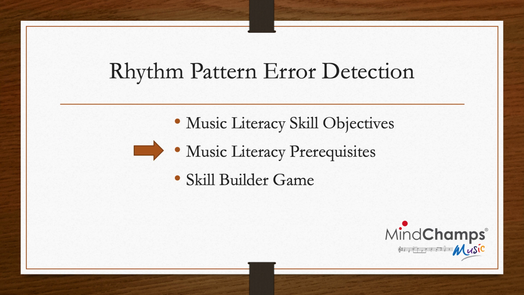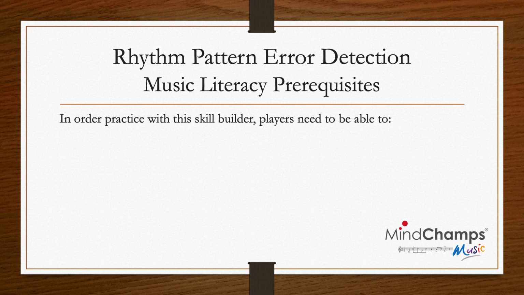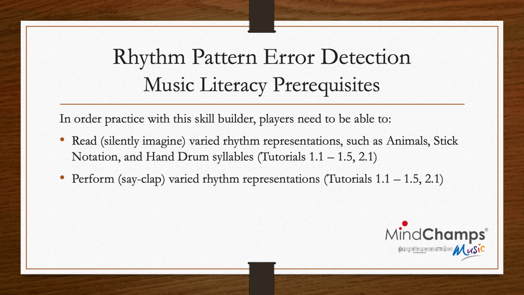Before you use the skill builder, however, make sure that you meet the music literacy prerequisites. In order to practice with the skill builder, players need to be able to do the following. Read, that is, silently comprehend or imagine, varied rhythm representations, such as animals, stick notation, and hand drum syllables. And you can review the listed tutorials if you need to learn how to do those. Also, players need to be able to perform, that is, say and clap, varied rhythm representations. And if you can do these things, you are ready for the skill builder game.